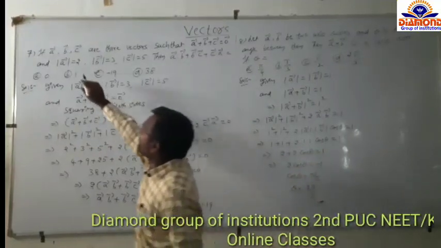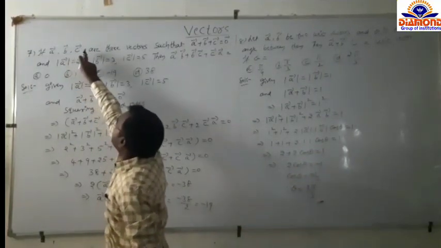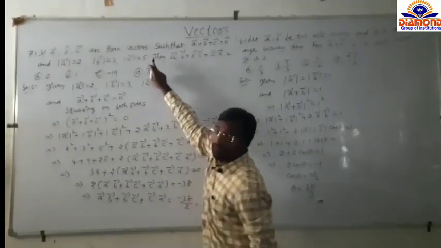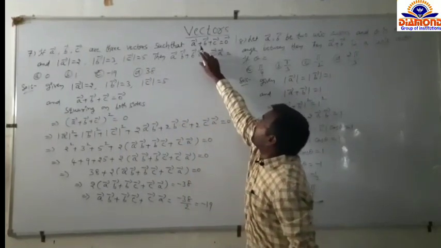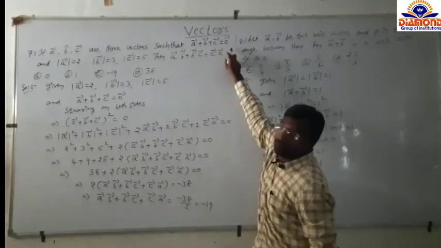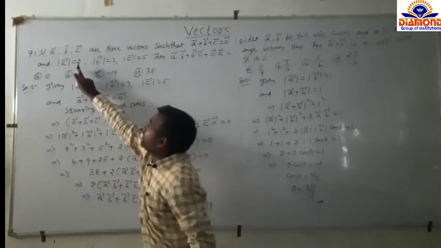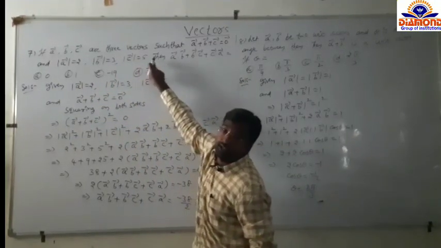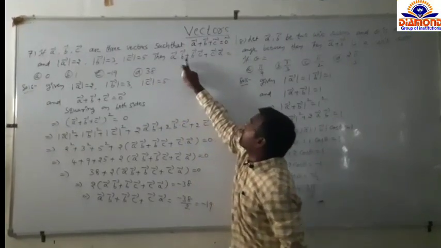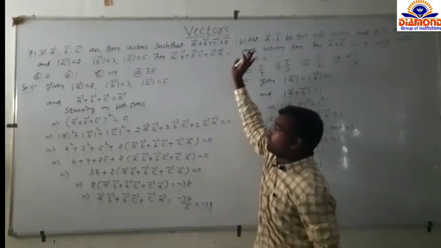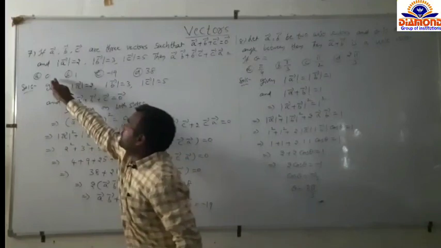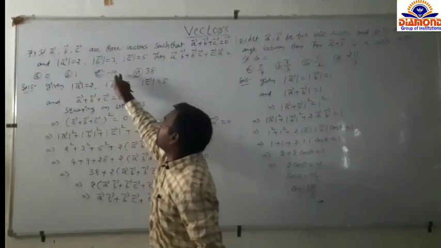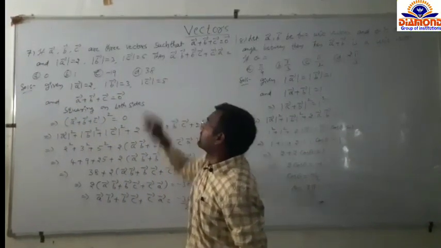Okay, next question. If a, b, c are three vectors such that a + b + c = 0 and |a| = 2, |b| = 3, |c| = 5, then find out a·b + b·c + c·a. Options given: first option 0, second option 1, third option -19, fourth option 38.